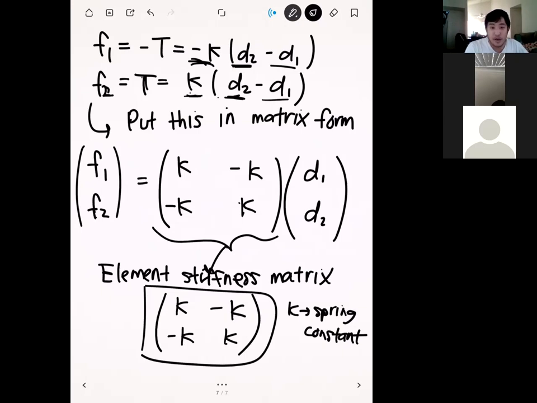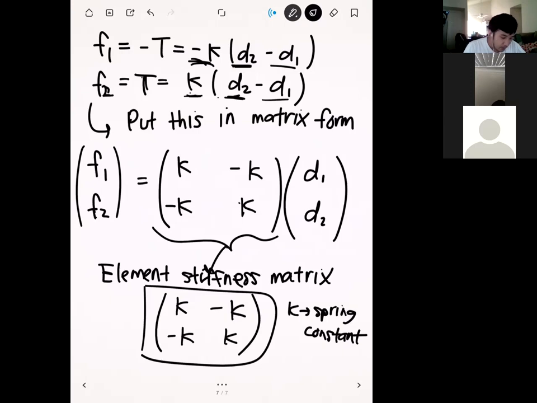Any questions on how we got this element stiffness matrix for the spring? I have a question, Professor. Sure. What's up? So for the first line on this page, F1 equals negative T equals negative K, D2 minus D1. Yeah. Mm-hmm. So I don't know why you just put negative K there instead of K.